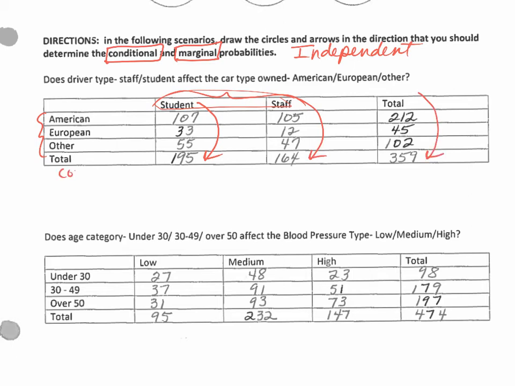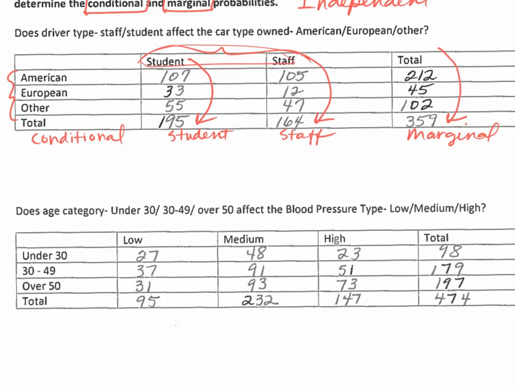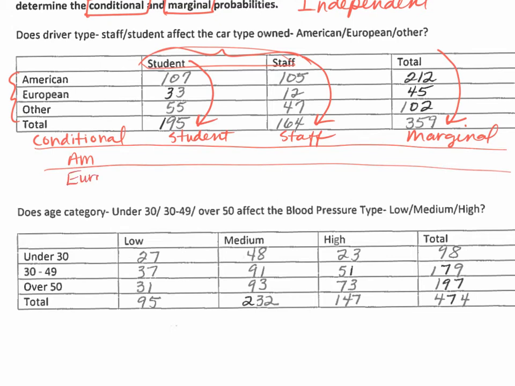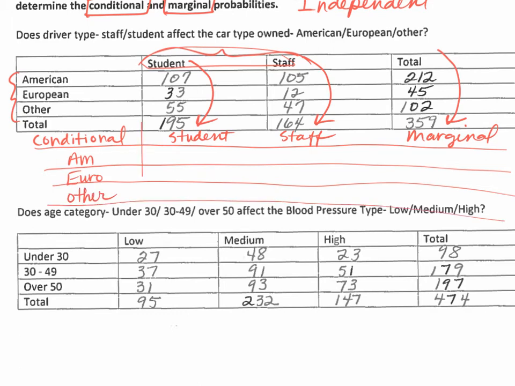So that means conditional. You're going to have to squish in your stuff. Conditional upon you being a student or a staff member. And then this would be your marginal data. So here is what you're going to do for me. You're going to have your little lines. We got American, and we got European, and we got other.